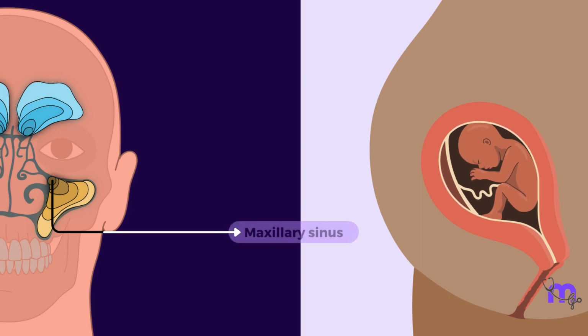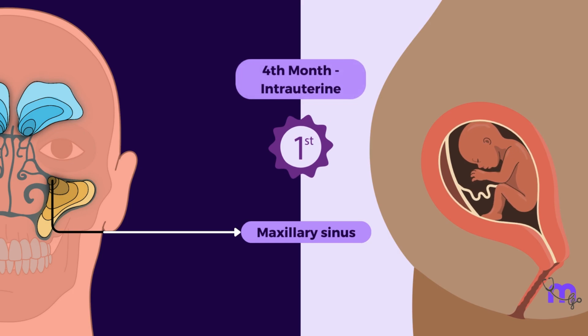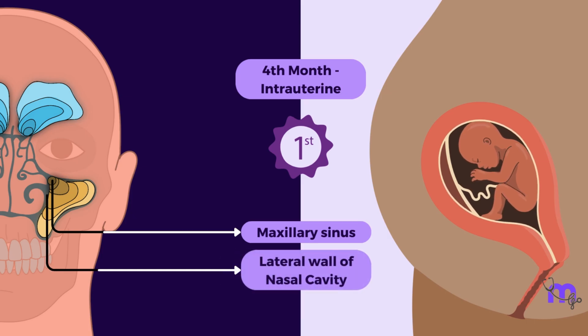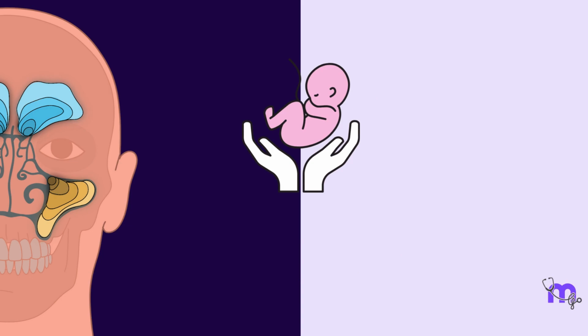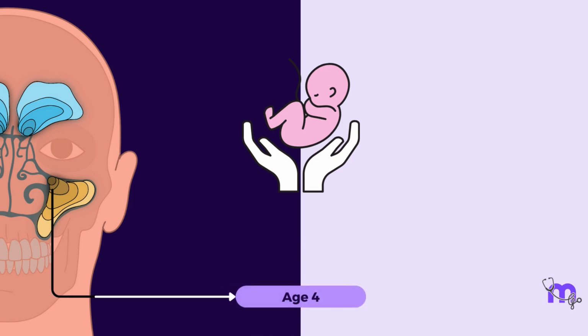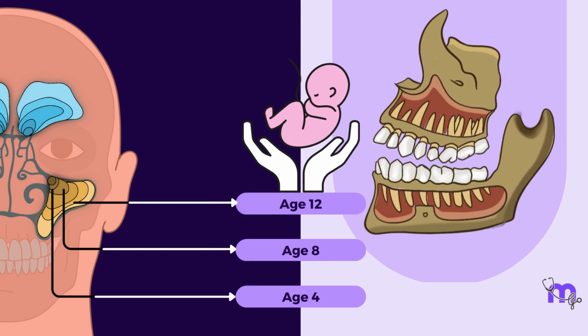Developmentally, the maxillary sinus is the first to appear around the fourth month of intrauterine life as an outpouching from the mucous membrane lining the lateral wall of the nasal cavity. At birth, it is rudimentary but undergoes rapid enlargement during the ages of 6 to 7, becoming fully developed at puberty after the eruption of permanent teeth.